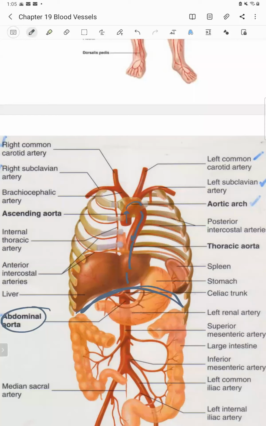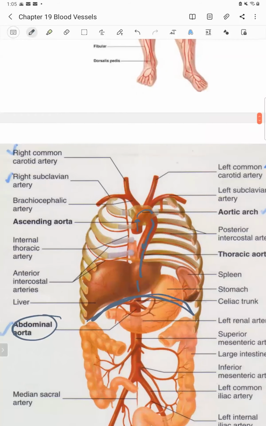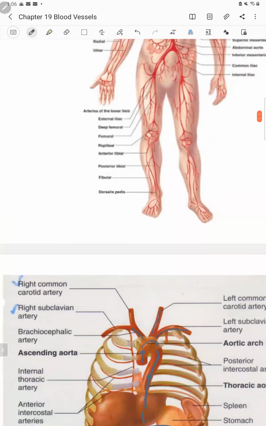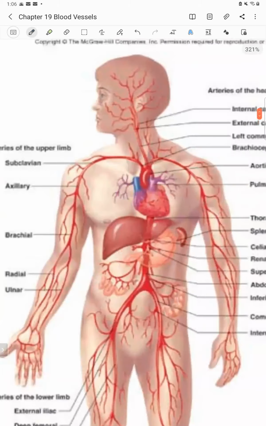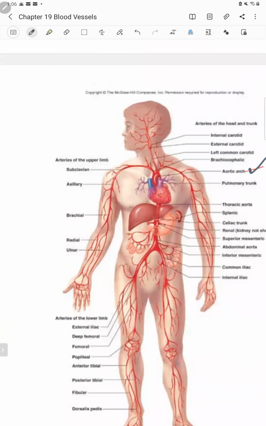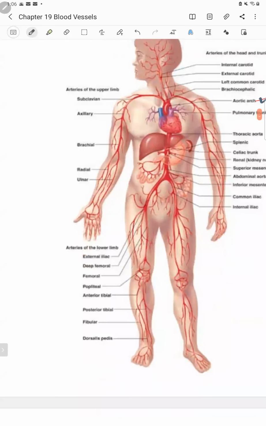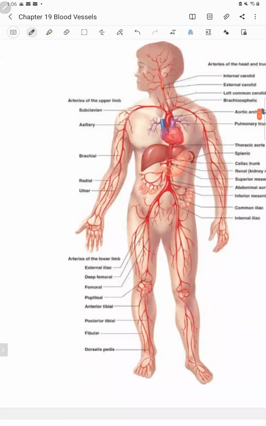We have three branches off of the aortic arch: the brachiocephalic, left common carotid, and left subclavian artery. Up here you can see that a little bit. Subclavian because it goes underneath the clavicle. That's where it gets its name.